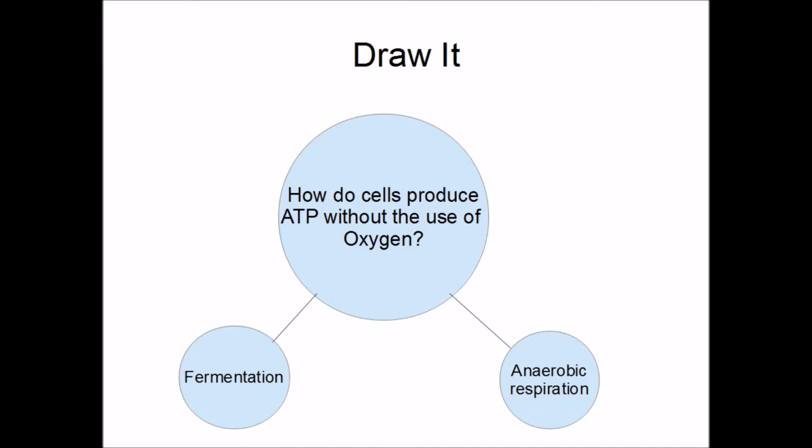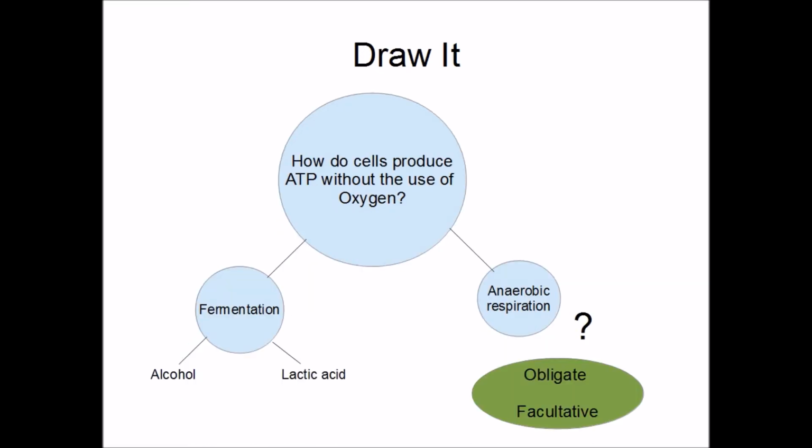So now you've got an outline that really answers the top question. And now you just have to know a little bit about fermentation and anaerobic respiration, and you've got this section pretty much down. So fermentation, there's alcohol fermentation and lactic acid fermentation. And under anaerobic respiration, they didn't really give you examples, but there's a question here. We've got obligate anaerobes and facultative anaerobes. And there's a question mark here because we don't really know how this ties in with the rest of the chapter. So you may need to read just that one little section to answer this question.